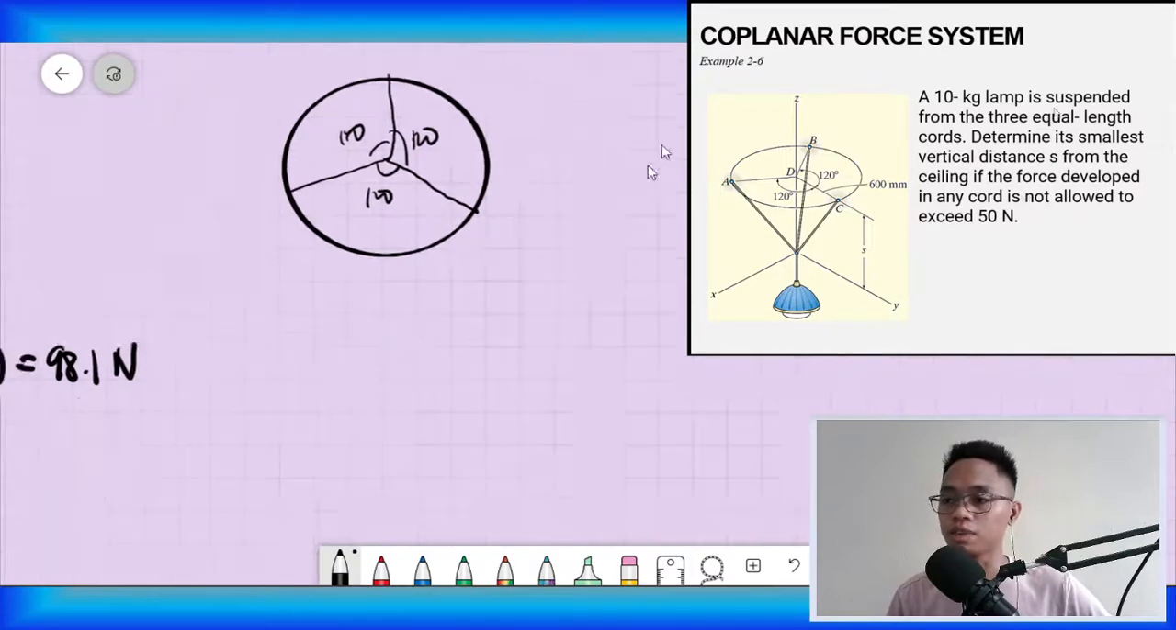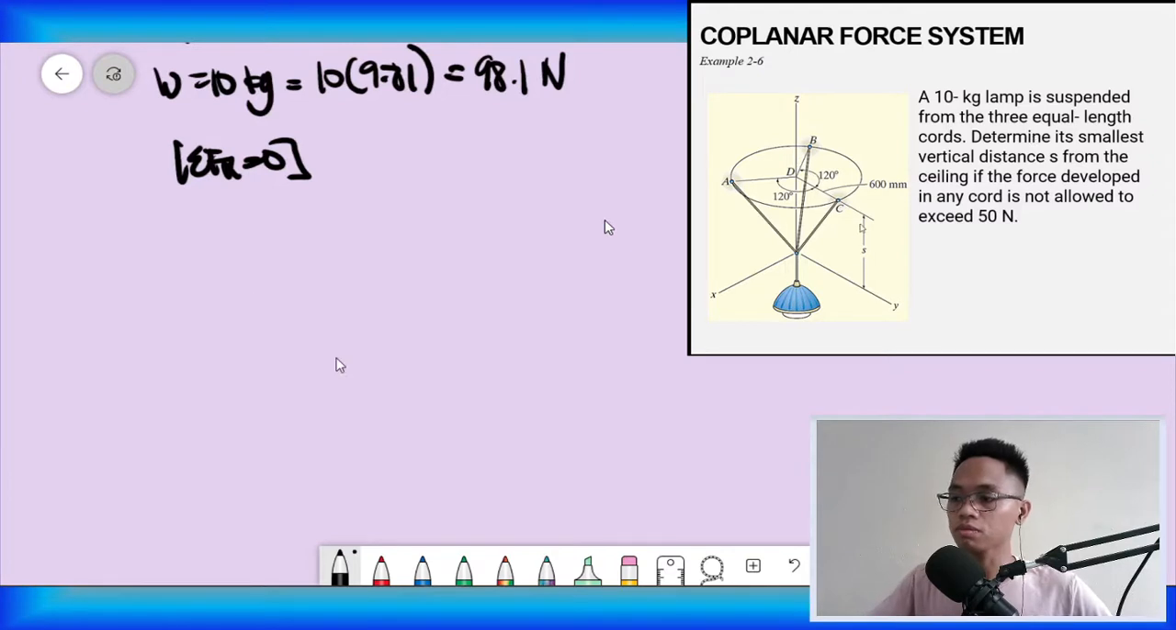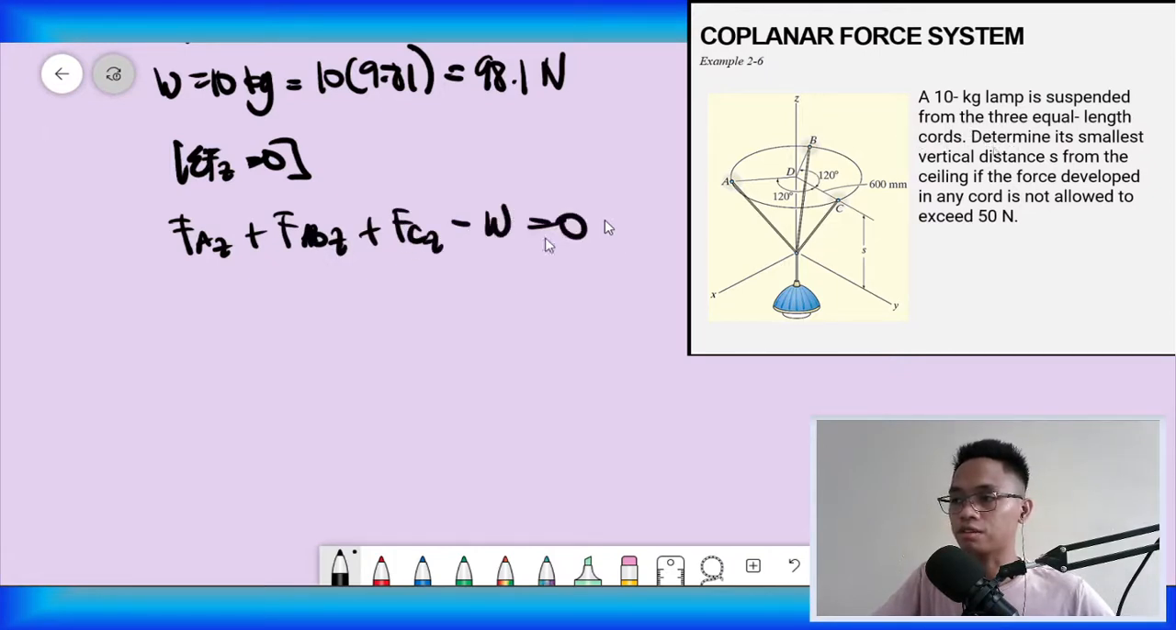So obviously, we need the equation, that is the summation of forces in Z. Summation of forces Z, because our given is the weight. Since they are all equal, A, B and C, we have FAZ plus FBZ plus FCZ minus the weight that is equal to 0.